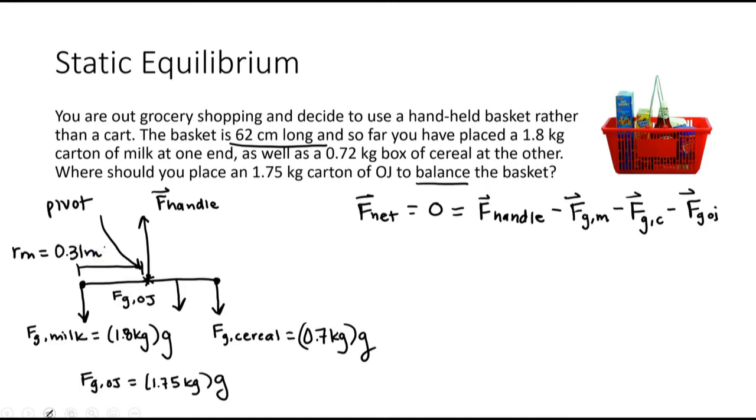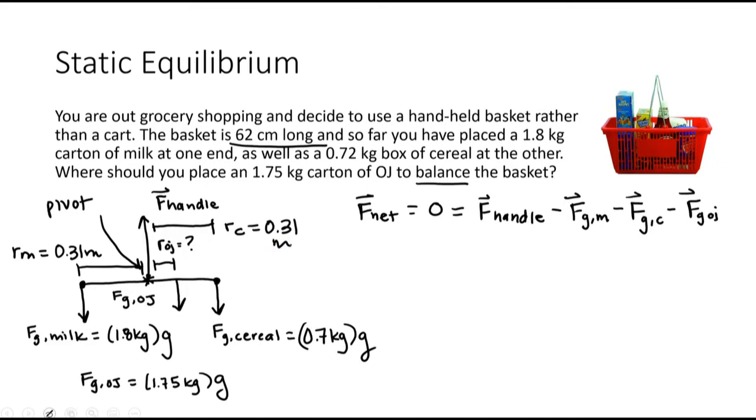Next, we want to think about R for the orange juice here. That's our question mark, right? That's the thing we're looking for. So ROJ, we don't know it. And then lastly, we can define the distance from the pivot point to the cereal, which I would call RC. And we know that that distance is also 0.31 meters, because the cereal is at the other edge of the basket. Since the basket is 62 centimeters long, it should be at 31 centimeters. Okay, so those are all of our lever arms.